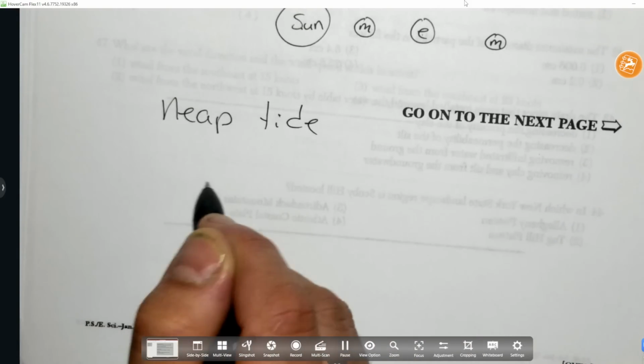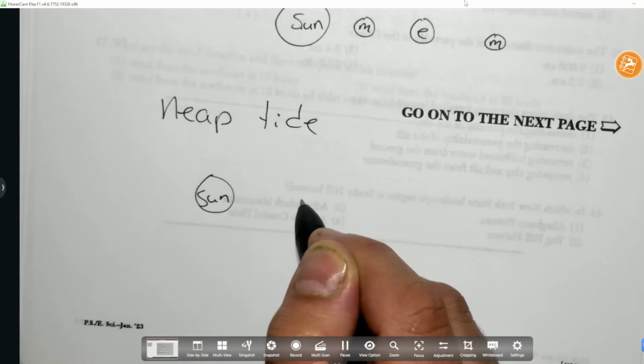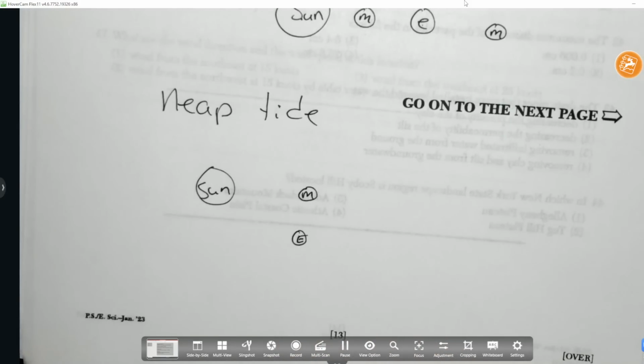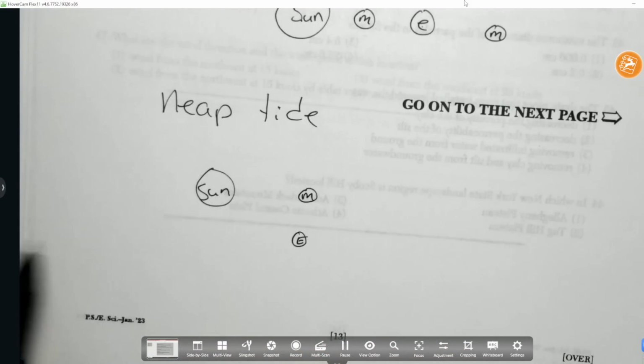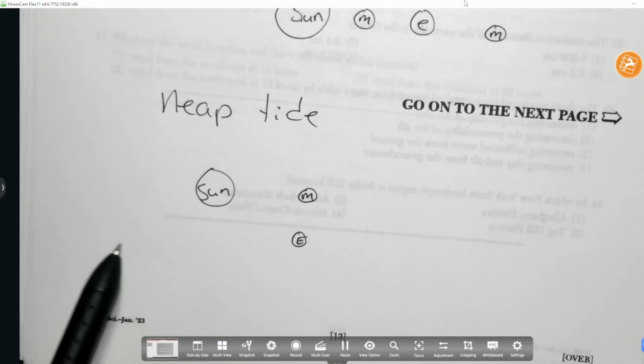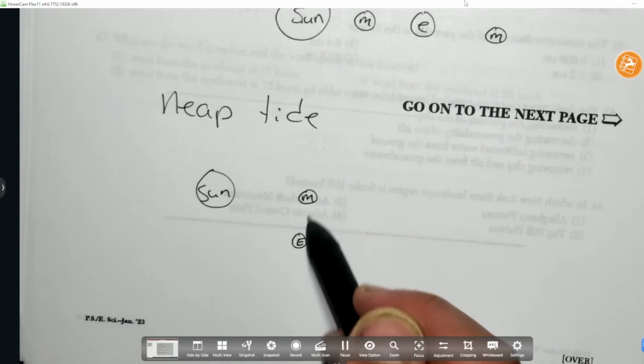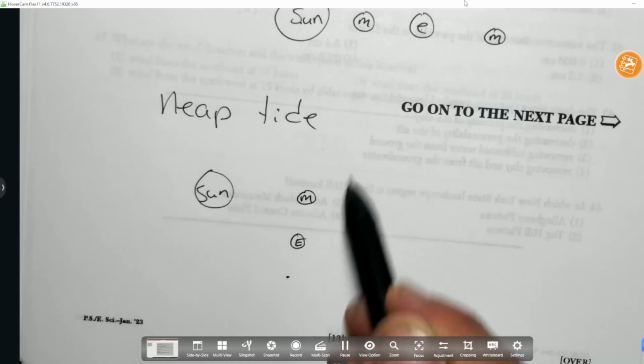And a neap tide is where we have the sun, the moon, and the earth perpendicular to each other. They're not parallel. They're not going in the same direction. So we could also have it where the moon is here or the earth would be here, right? So it could be on both sides.